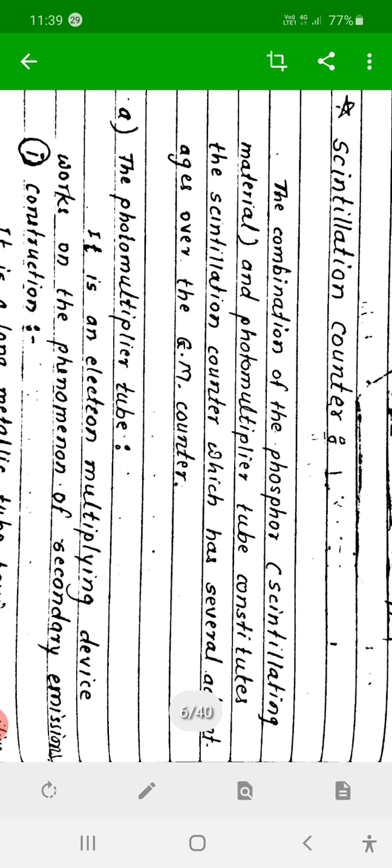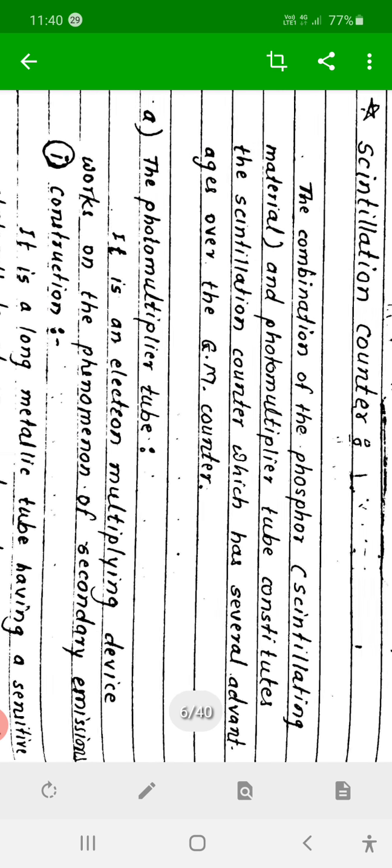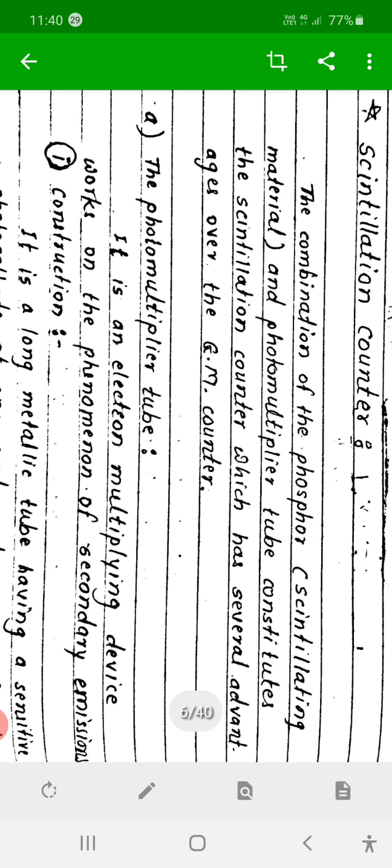In the previous lecture we discussed the radioactivity counting instrument, that is the GM counter. In today's lecture we discuss the second instrument used to measure the radioactivity power of a radioactive element. That instrument is the scintillation counter. The scintillation counter is a combination of a phosphor, that is the scintillating material, and a photomultiplier tube.